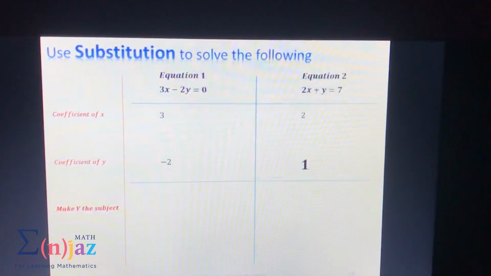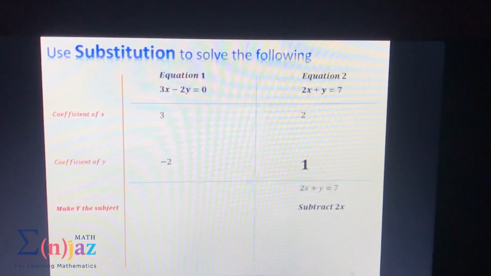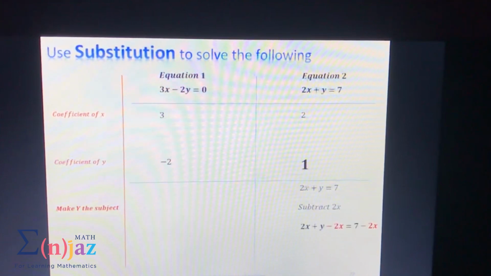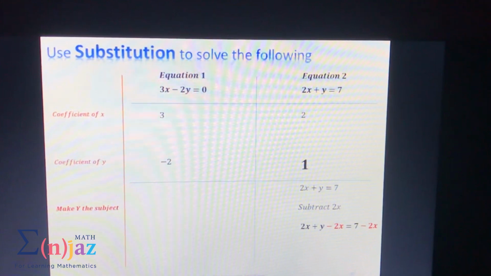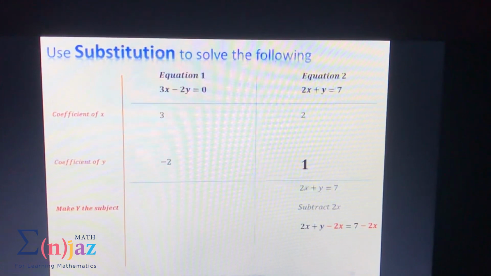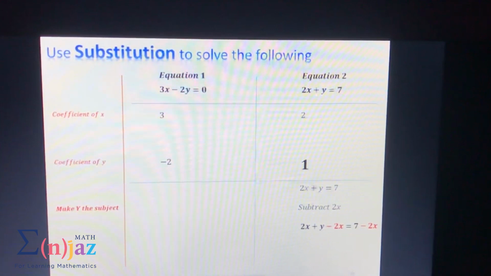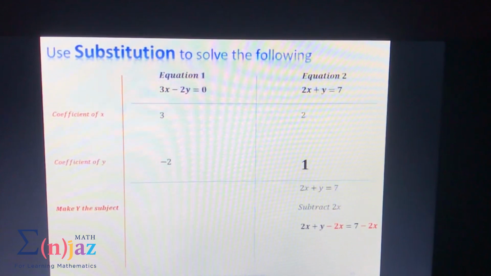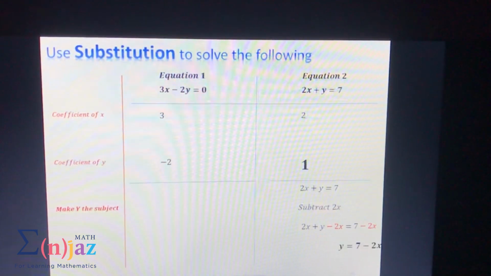So we're getting rid of 2x here. So subtract 2x from each side of the equation. So 2x plus y minus 2x is equal to 7 minus 2x, because whatever I apply to the left side of the equation, I must apply to the right side of the equation. So 2x is cancelled from the left side, y is left on its own, and what's left on the right side is 7 minus 2x.